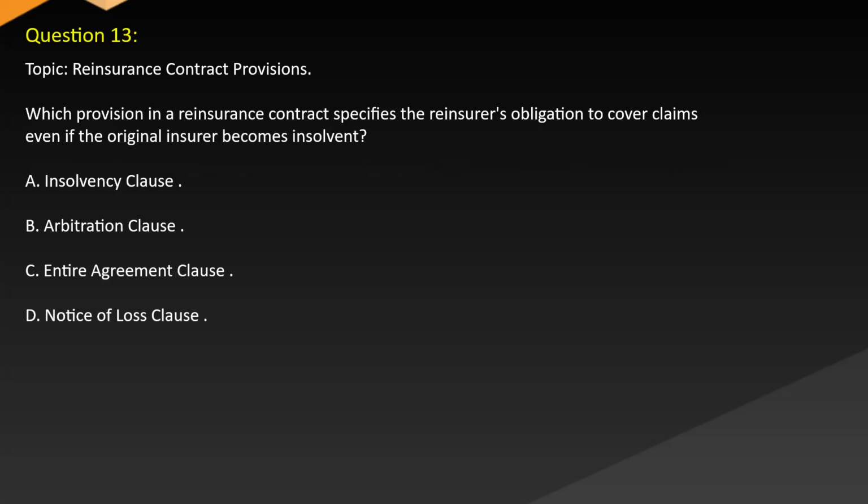Question 13. Topic: Reinsurance contract provisions. Which provision in a reinsurance contract specifies the reinsurer's obligation to cover claims even if the original insurer becomes insolvent? A. Insolvency clause. B. Arbitration clause. C. Entire agreement clause. D. Notice of loss clause.